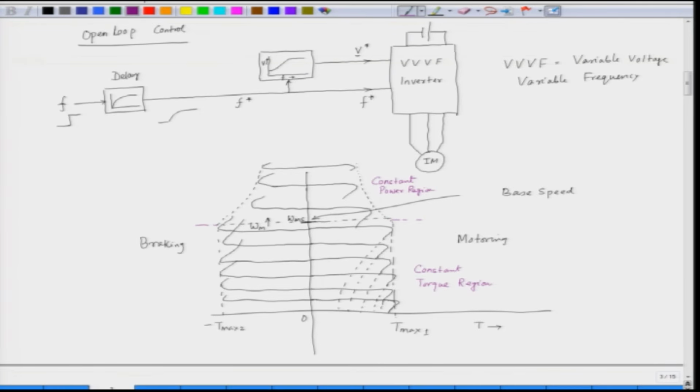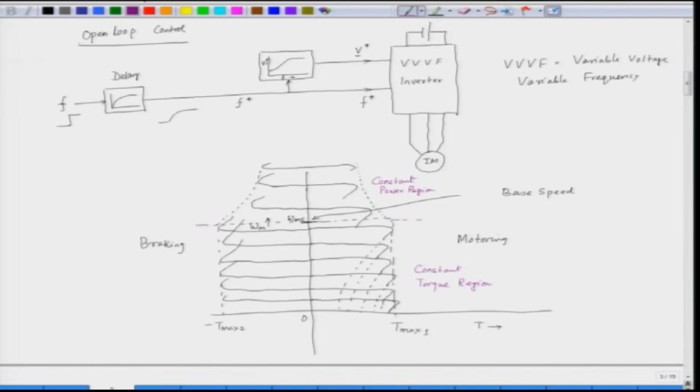So, this is the torque speed characteristic of an induction motor when supplied from a variable voltage variable frequency inverter, and we maintain V by F constant up to the base speed. Beyond the base speed, voltage is kept constant, frequency is increased. So, the V by F decreases, and hence as per the equation, if you decrease V by F, torque reduces, and that is something like a constant power mode.